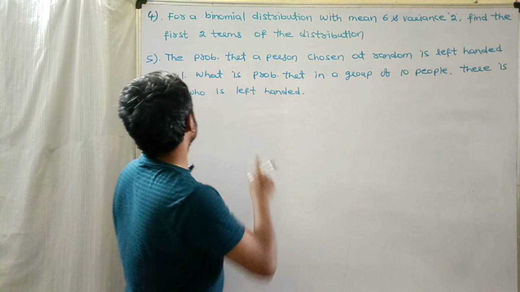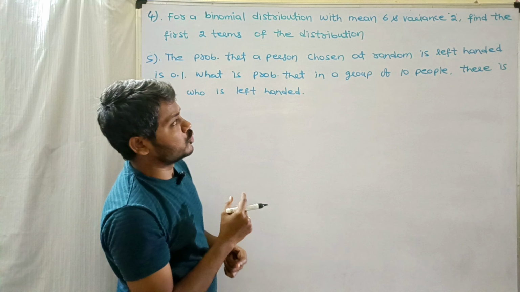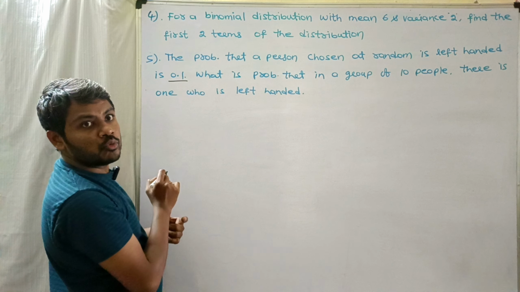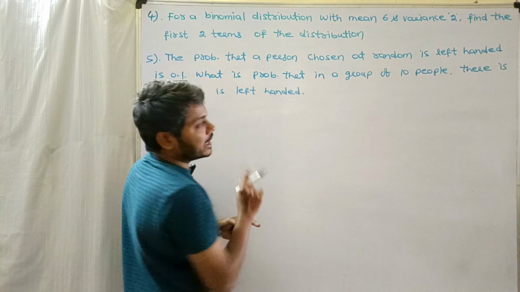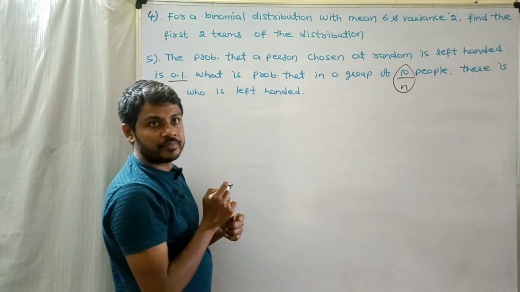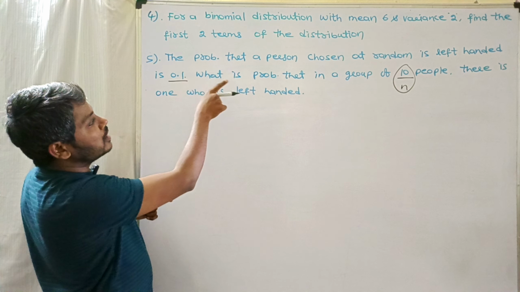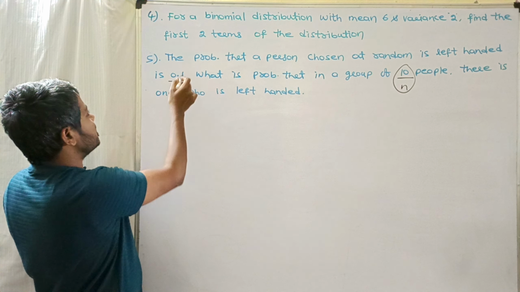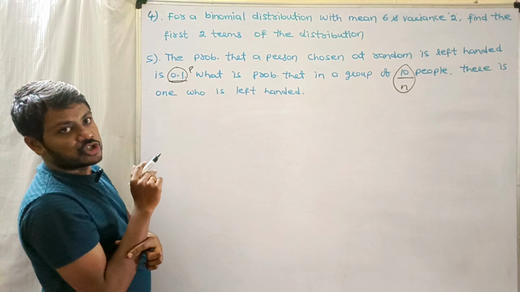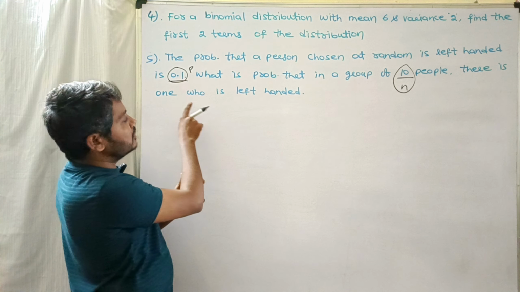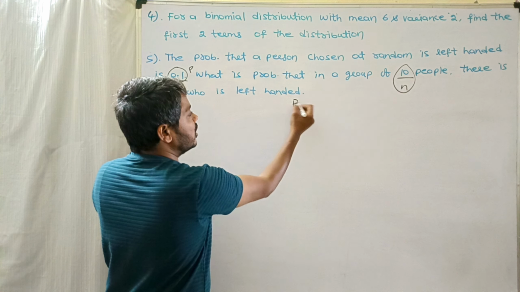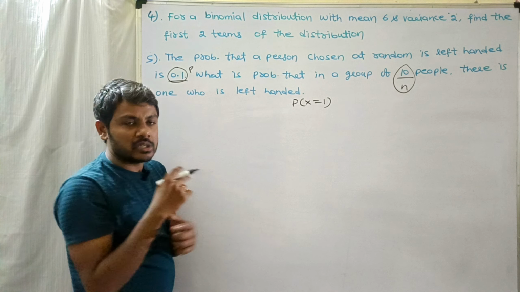Next, question number 5. The probability that a person chosen at random is left-handed is 0.1. What is the probability that in a group of 10 people, therefore n is equal to 10, and it is also given that the probability that a person chosen at random is left-handed is 0.1? So clearly this is the probability of success, that is 0.1. And there is one who is left-handed, which means we need to find P(x = 1).